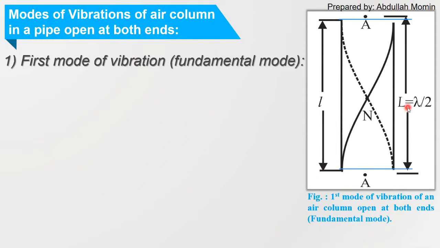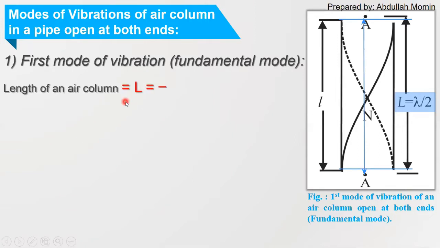And here capital L is equal to lambda by 2. That is the distance between two successive antinodes. So in stationary waves, we have seen that the distance between two successive antinodes is lambda by 2. So here we will say that the length of the air column is equal to capital L, and it can be written as lambda by 2.